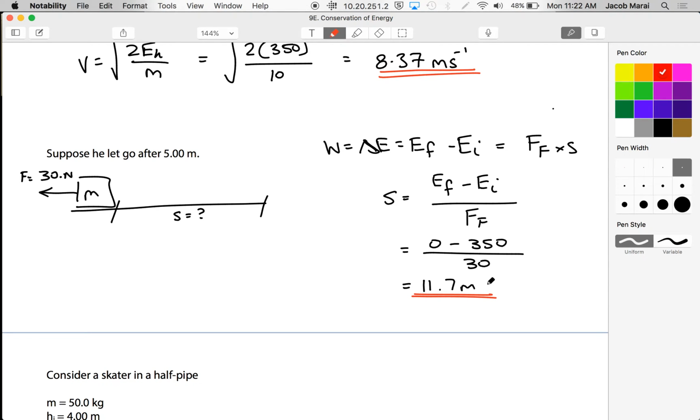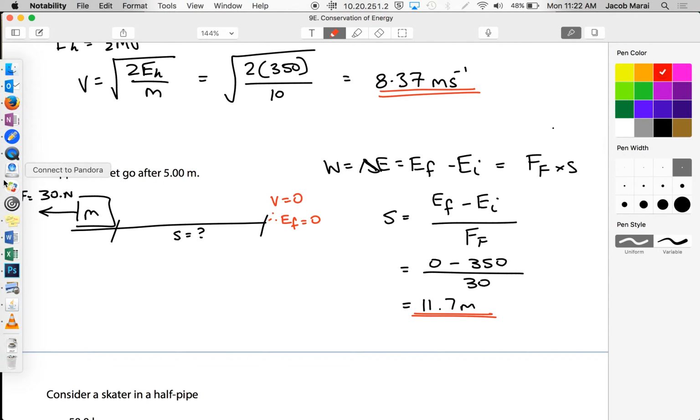Of course, we're making the assumption that V equals 0, therefore E final equals 0. Once it slides along and comes to rest, it's got no more energy. The force of friction has been deducting every meter, a negative 30 joule transaction. Okay?